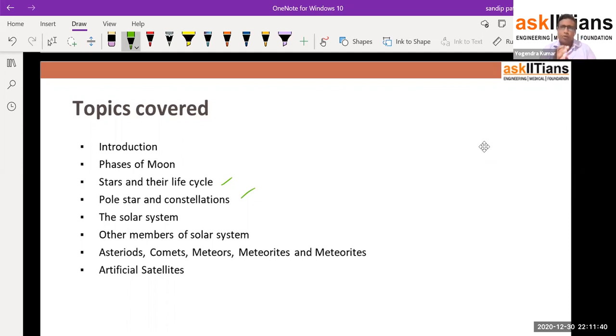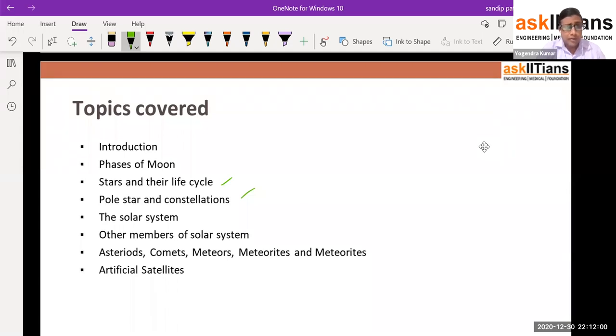Constellations. Constellations means what? There are a lot of groups of stars, right? Now we are going to call them constellations. Then the solar system. You already know a lot of things about the solar system, right? So how many planets are there? Can anybody tell me? That's right, there are 8 planets, right?